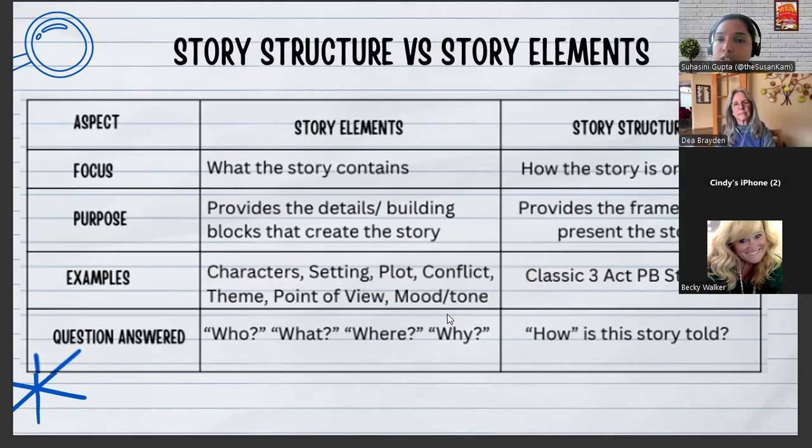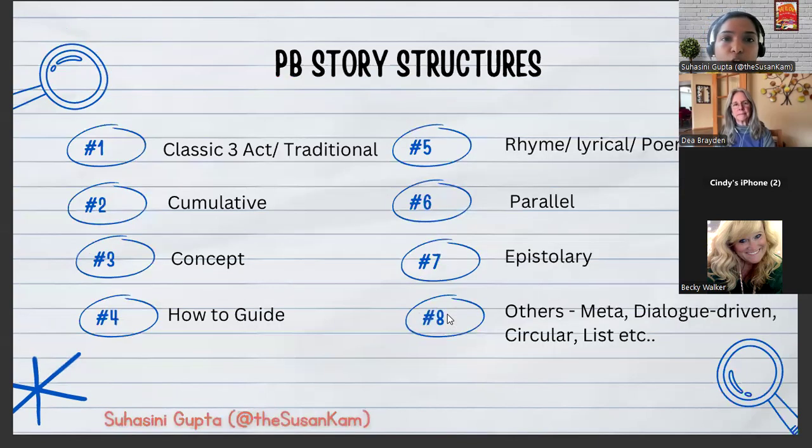Whereas story structure is the framework of the story. So, how is the story told? One example is the classic three-act structure, or traditional structure. We'll be talking about all these story structures today in detail. And for this presentation, I'm using Mighty Kidlit authors' books, Nomrod books, and some classic reads.